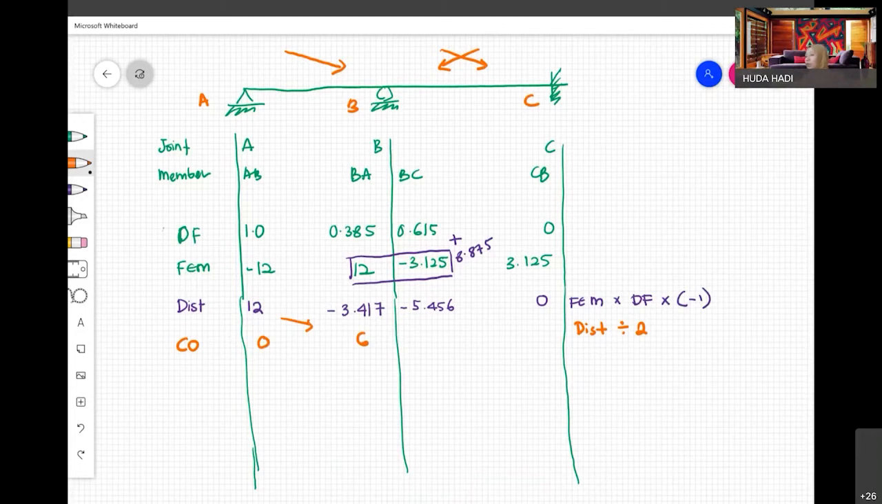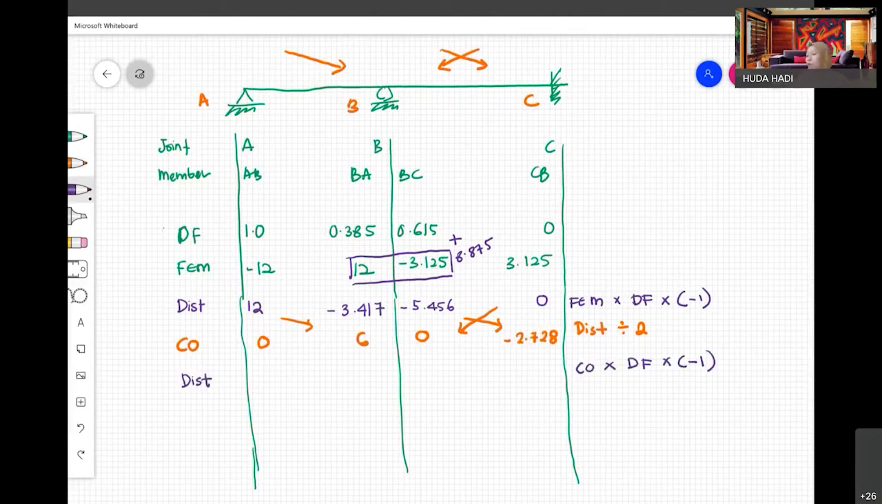BA tak boleh carry over to AB. So this one boleh carry over, yang ni pun boleh carry over. Kosong bahagi 2 masih kosong. 5.4 bla bla bla ni apa ni. Bagi 2, you akan dapat negatif 2.728.